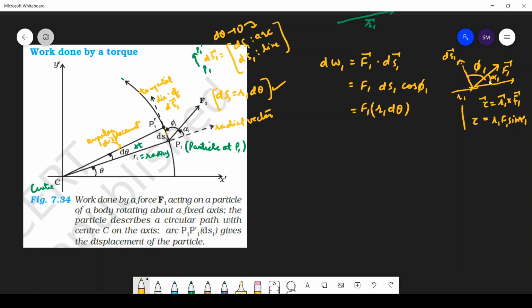Now what is phi 1? Phi 1 plus alpha 1 is equal to 90 degrees. So I can write cos phi 1 as cos of 90 minus alpha 1. Can I write it like this or not? So dw1 is equal to f1 r1 d theta into cos of (90 minus alpha 1), which is sine alpha 1. That's the last line of page 169 of your NCERT.